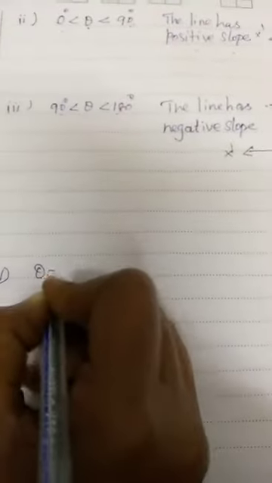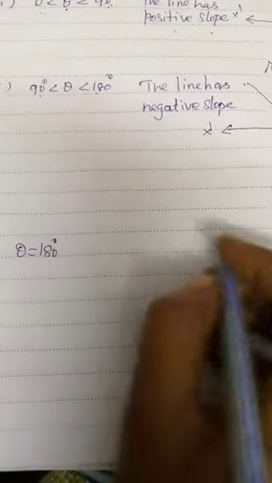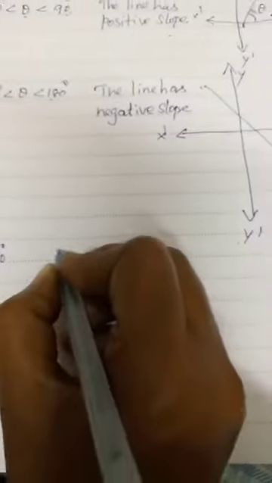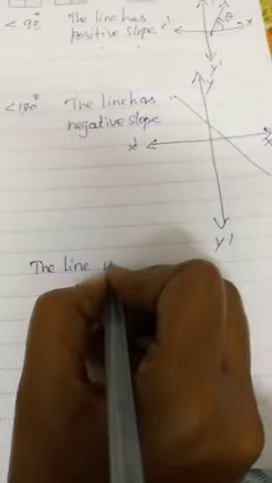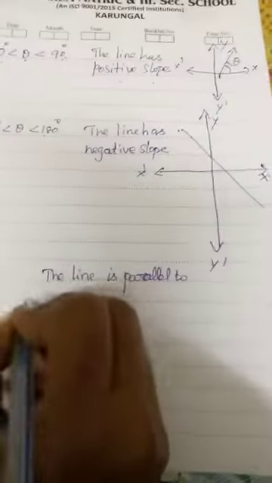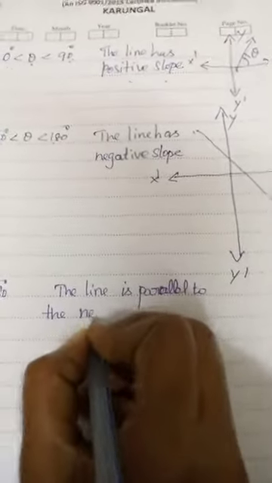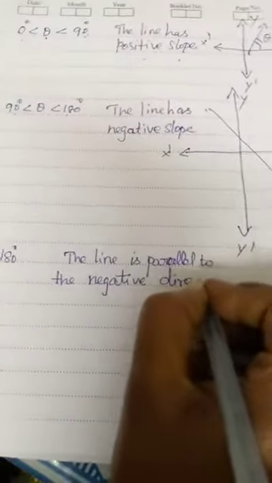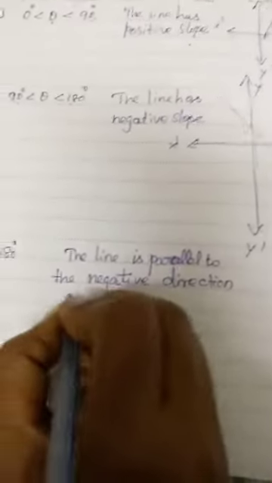Next condition, theta equal to 180 degree. Theta equal to 180 degree means that also will be a straight line. The line is parallel to the 180, which means it will be negative only. The line is parallel to the negative direction of x axis.